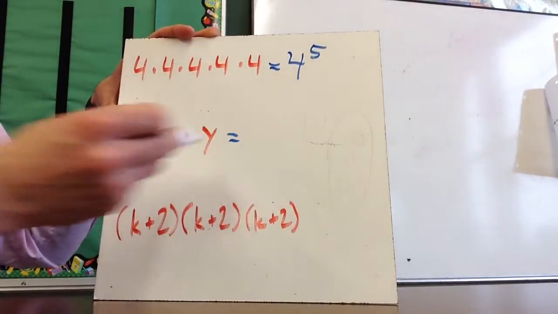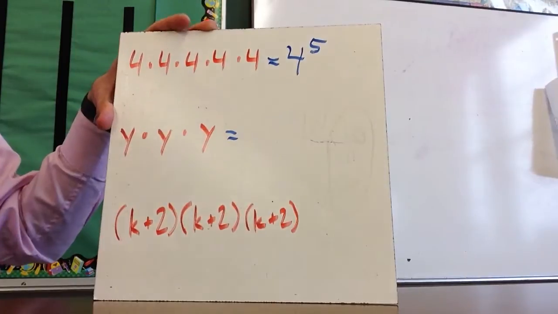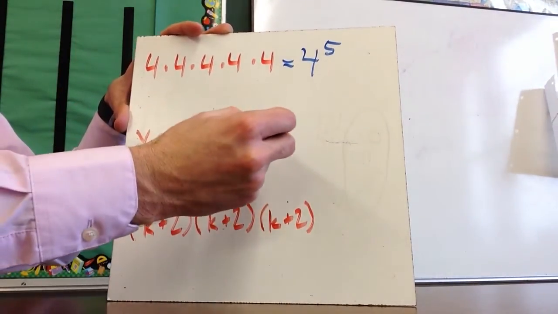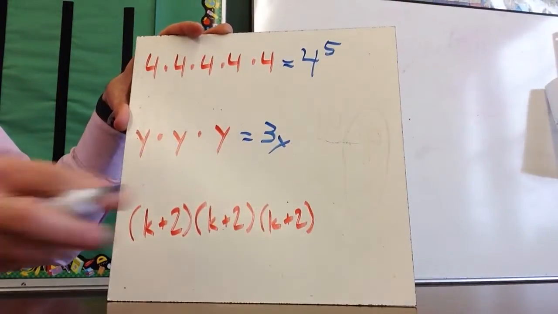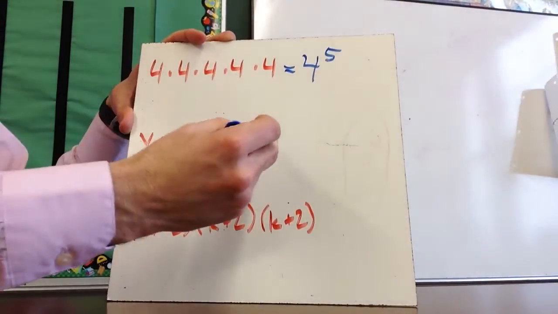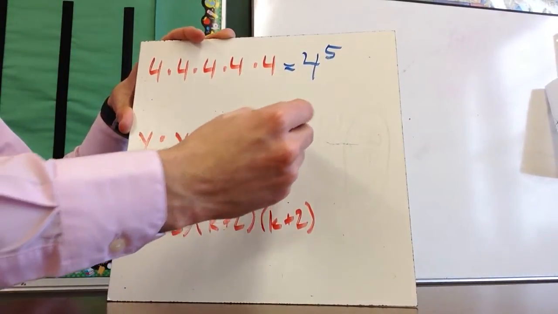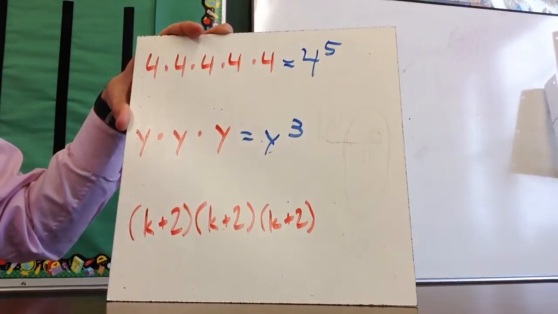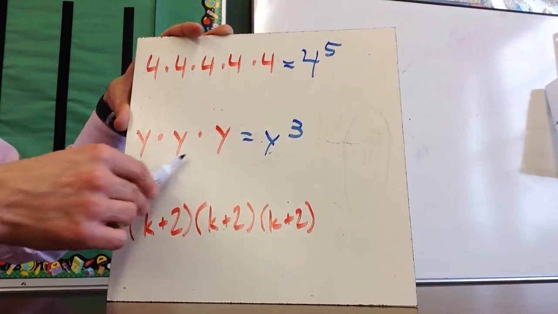Same thing here. Suddenly when we start to talk about variables, this is when people then call this 3y. Okay, it is not 3y. This is going to be y to the 3rd power. So y to the 3rd does not mean 3 times y, it means y 3 times.